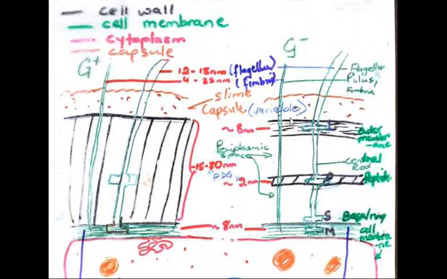It is not empty. Then on the outside, we have the capsule. Capsule, I said, when it comes to size, is variable because it depends on the environment the cell is in. Does it need excess protection or little protection? So slime or capsule is of a variable size.